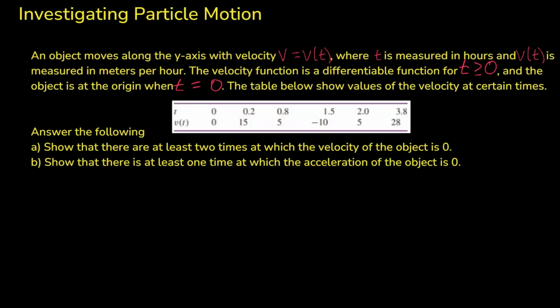So let's look at investigating some particle motion. An object moves along the y-axis with velocity v equals v of t, where t is measured in hours and v of t is measured in meters per hour.